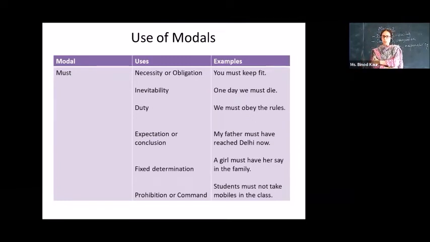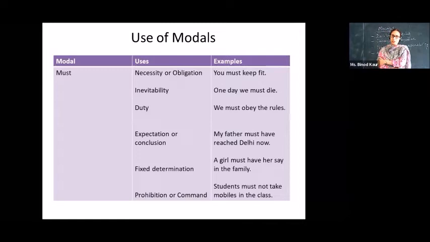Duty. We must obey the rules. Now here we can interchange: we should obey the rules, must obey the rules. There is a degree in must and should. That we should know and we would do that. Expectation or conclusion: my father must have reached Delhi now. There is an expectation also, and there is conclusion also. Your tone sometimes decides whether you are expressing expectation or conclusion, how you are to use it.